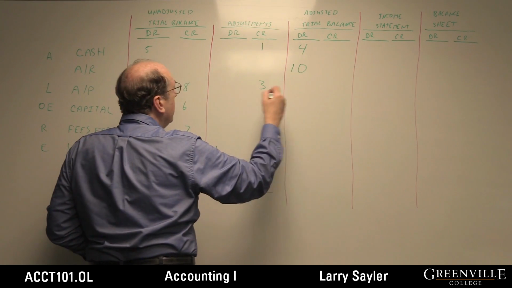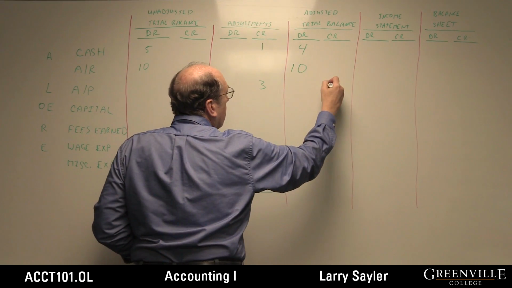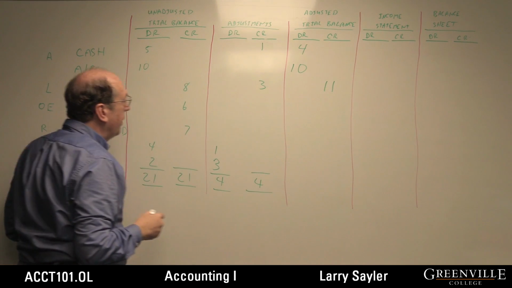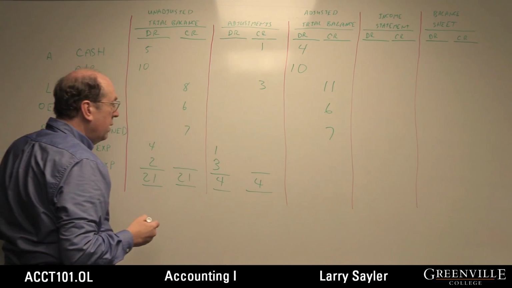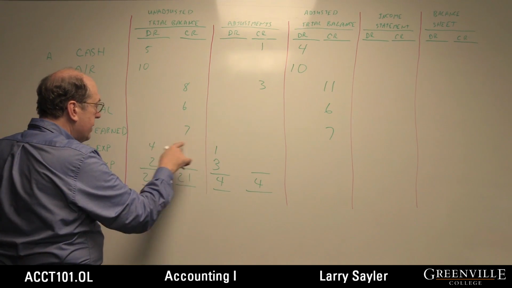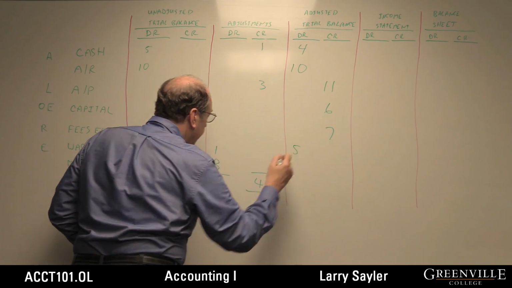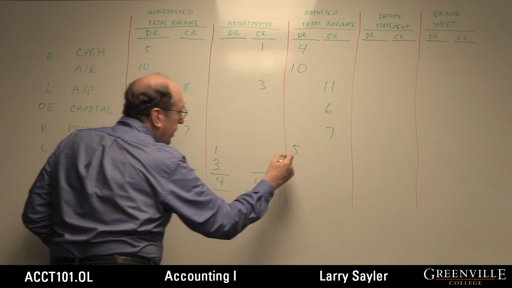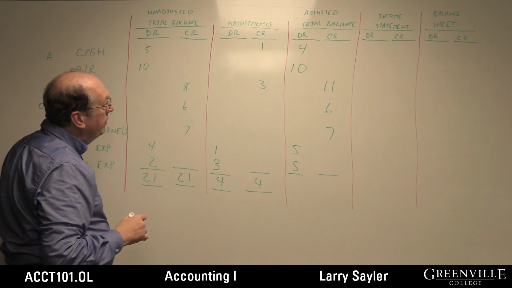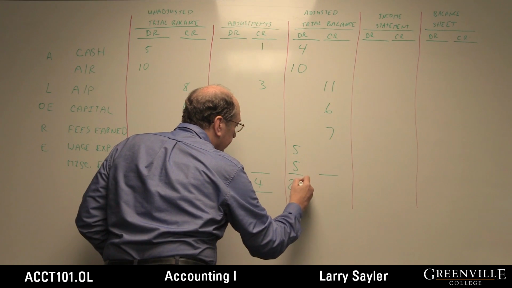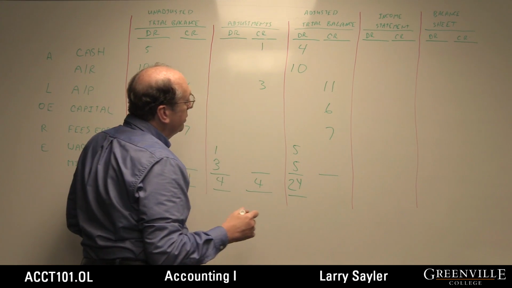This is 10. 8 and 3, we add. Credit and credit, we add together. That becomes 11. 6 and 7, there were no adjustments. Then 5, we add debit and debit, we add 5. And debit, we add 5. 2 plus 3 and get 5. We add down, 24 and 24.